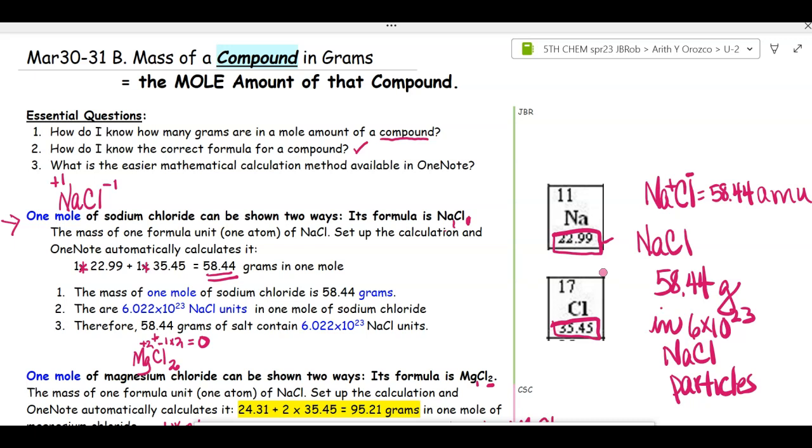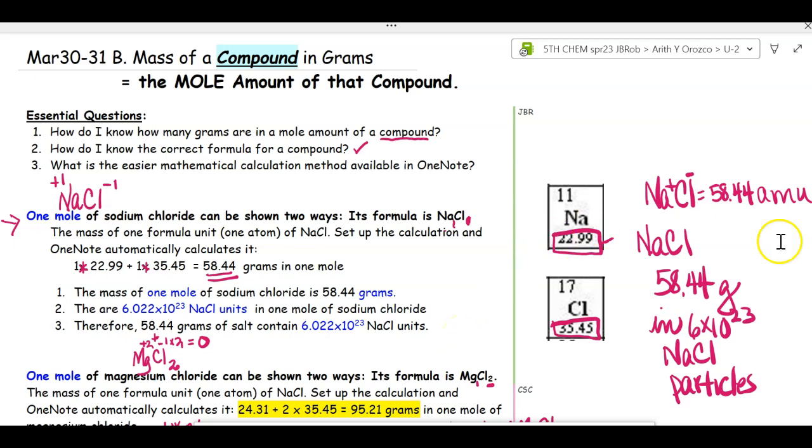All right, so what does this number mean? Well, let's put it in sentences. The mass of 1 mole of sodium chloride is 58.44 grams. All right, so we're calling that a mole amount. There are 6 times 10 to the 23rd NaCl units, or particles, in 1 mole of sodium chloride. So instead of talking about 1 particle, we're talking about 6 times 10 to the 23rd particles that make up this mass of 58.44 grams. All right, and that's what the third statement says.